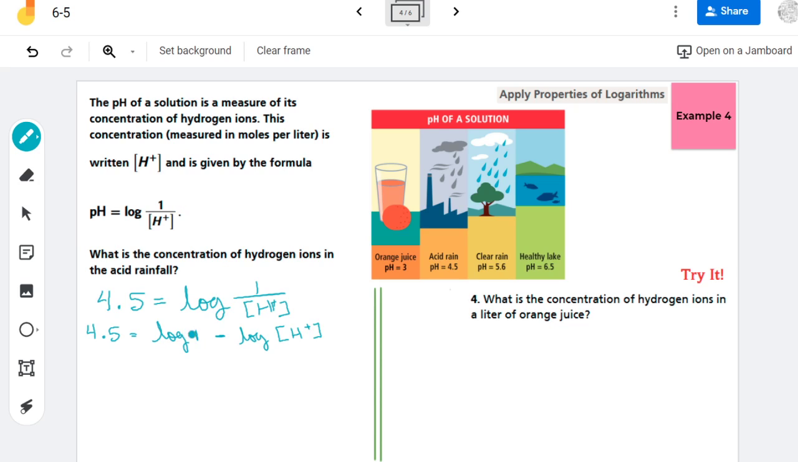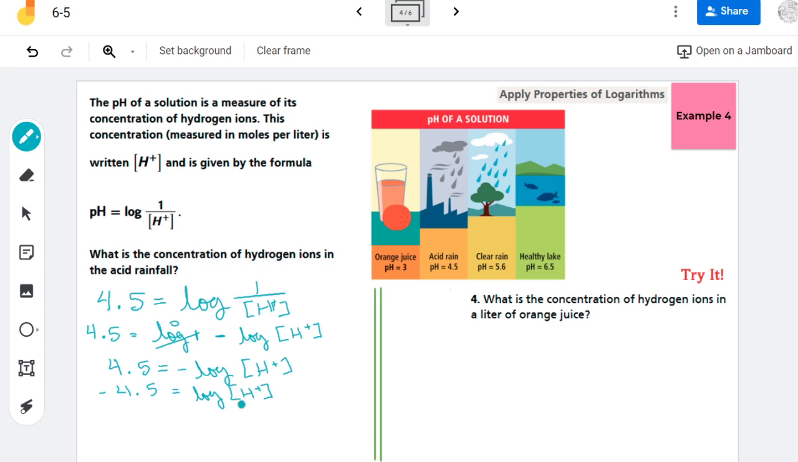Now here, a log of 1, if ever you get a 1 inside of a logarithm, that cancels out as a 0. So really this expression says 4.5 equals the negative log of our concentration. And to get rid of the log, I have to take this negative away, so I'm actually going to divide by -1. Really all that does is move the negative sign to the other side of the equal sign.